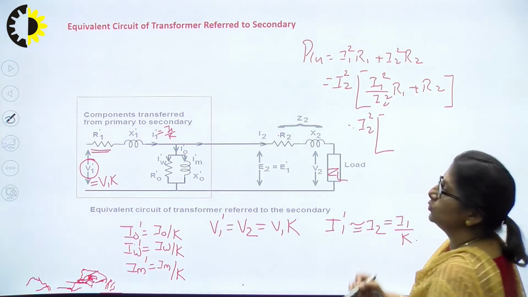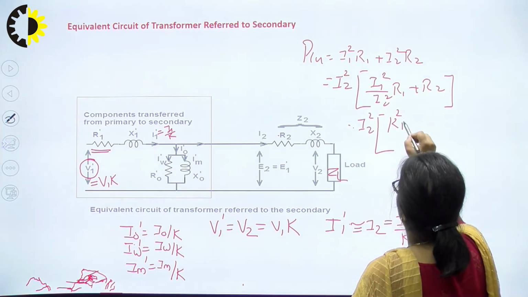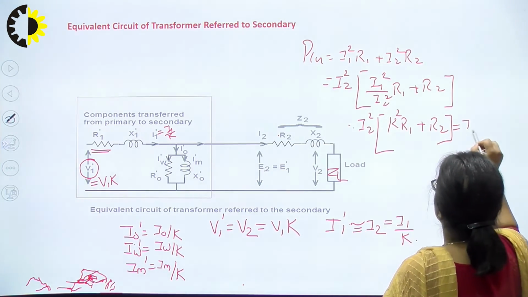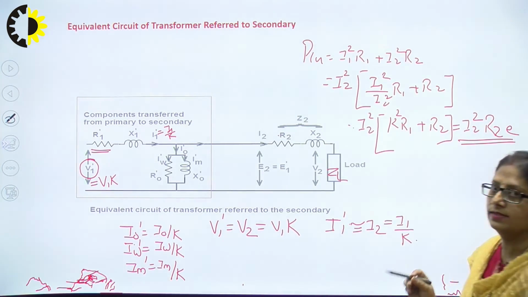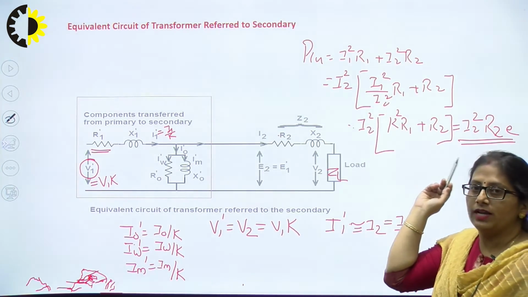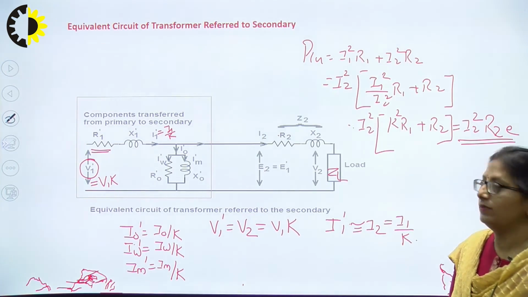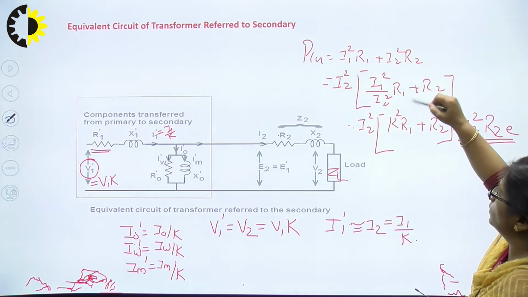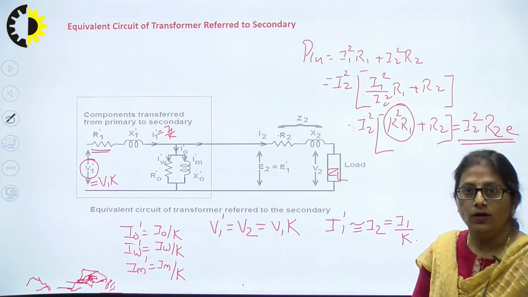What is I1 by I2? That is K square. So that becomes K square R1 plus R2, which is I2 square R2E. What is R2E? This is the equivalent circuit of the transformer referred towards secondary, right? Prior to that, the value of R2 has been changed to K square R1.